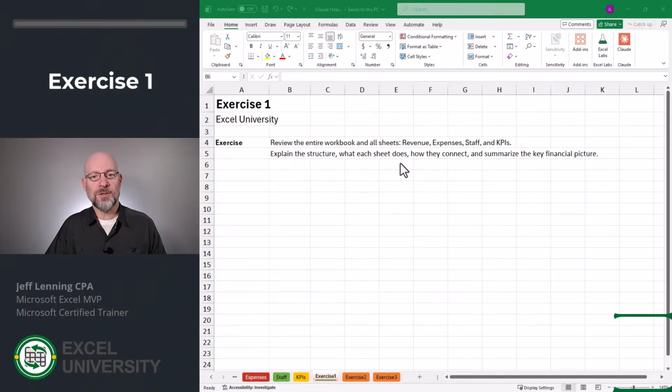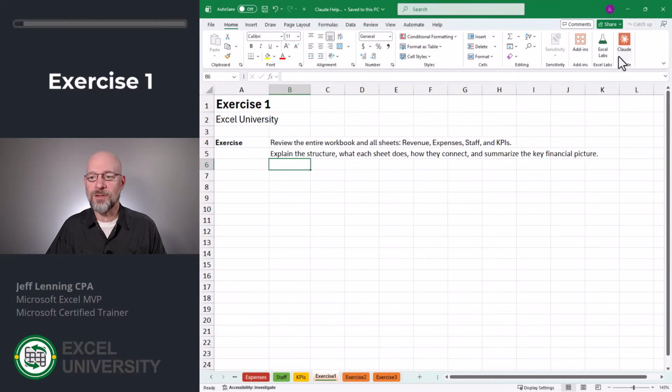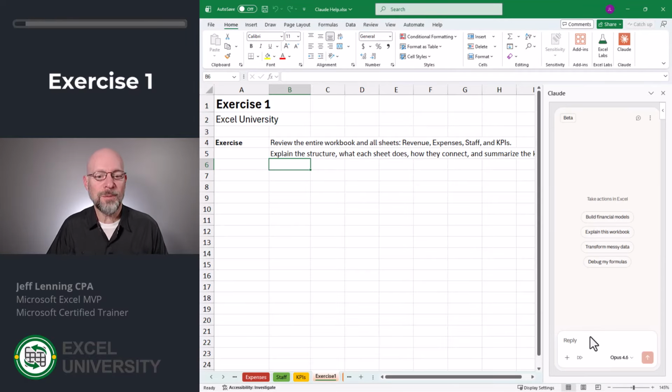The first step is to install the Claude add-in. If you haven't already, just go to add-ins, search for Claude, and then you can select it. Now the add-in itself is free, but to use this, you'll need a Claude account. Once the add-in's installed, just hit Claude. And this is where we can provide our prompt.